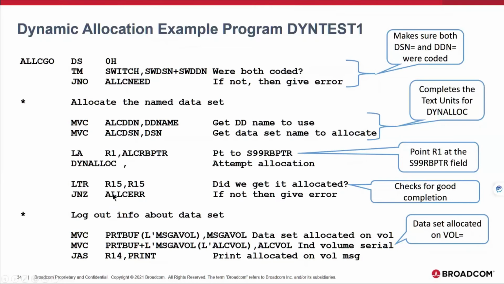If we have an error, he goes off and produces the error message. If not, then we know he returned the vol_ser to us. So we indicate this data set was allocated, and we also add the volume serial number that was allocated and go print that message.